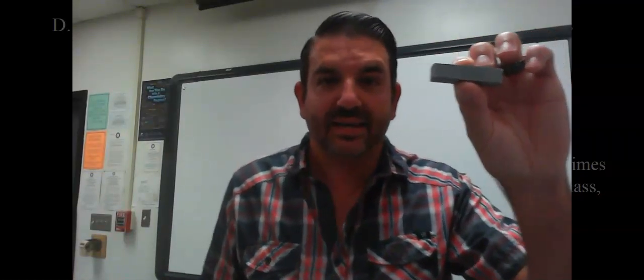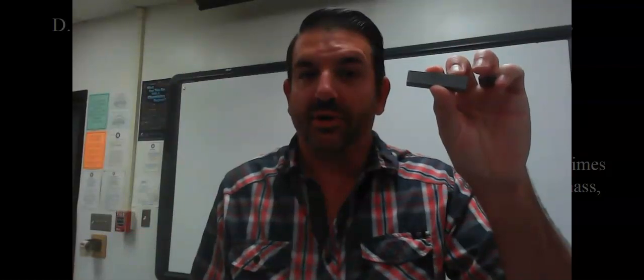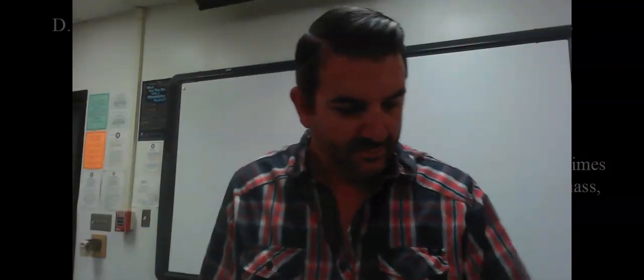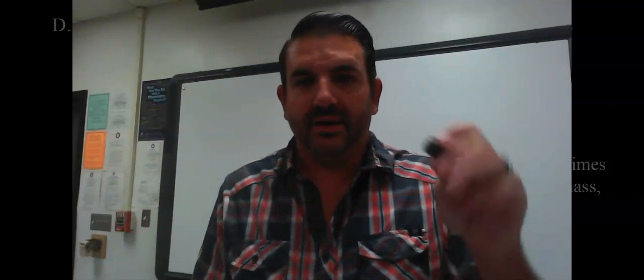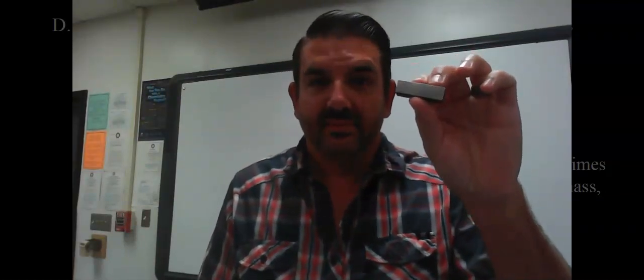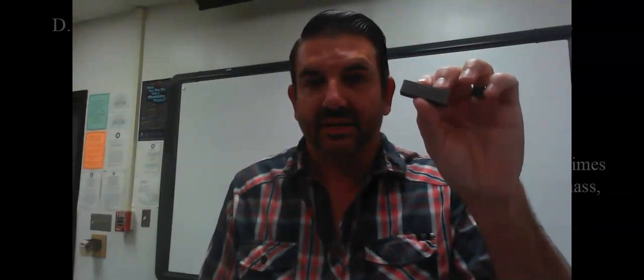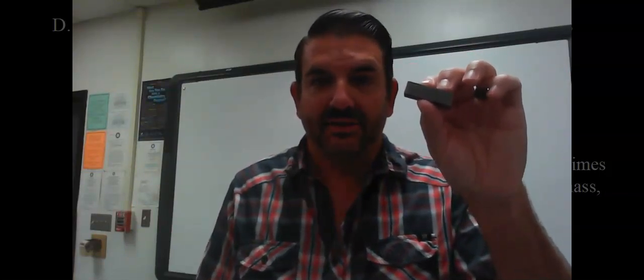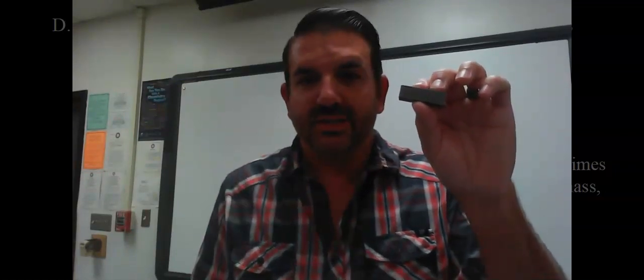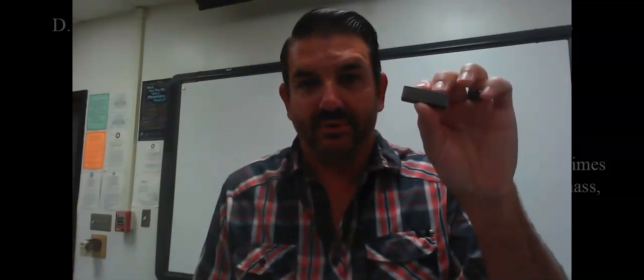Here's a block of zinc. Again, this block of zinc contains 1 mole of zinc atoms, 6.02 times 10 to the 23rd zinc atoms. If I put this on a balance, what would the balance read? It would be a little more than 65 grams. Here is a piece of iron. This block of iron contains exactly 1 mole of iron atoms. If I put this on a balance, what would the balance read? It would be just under 56 grams.